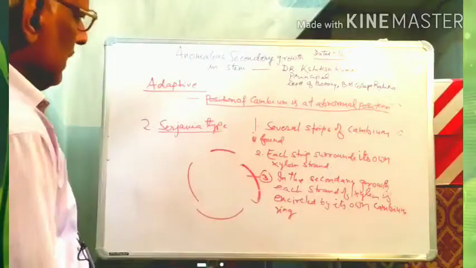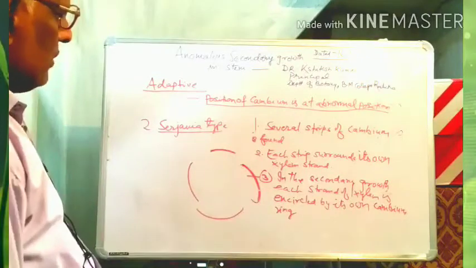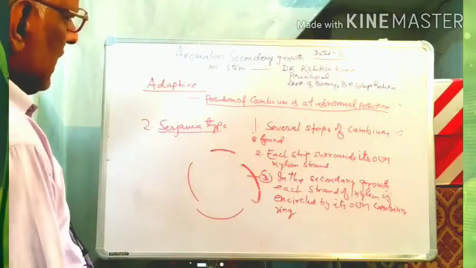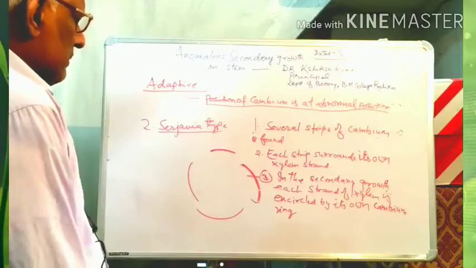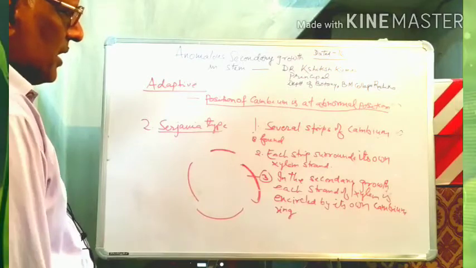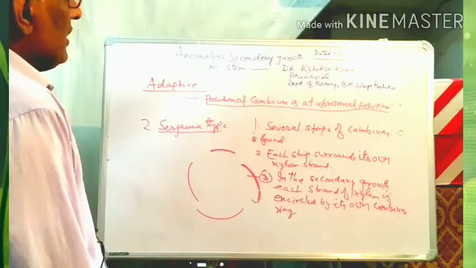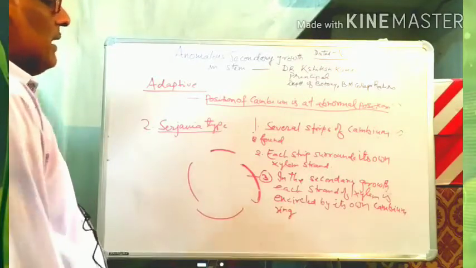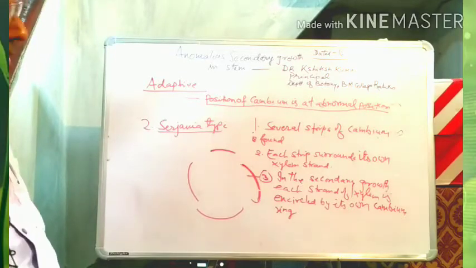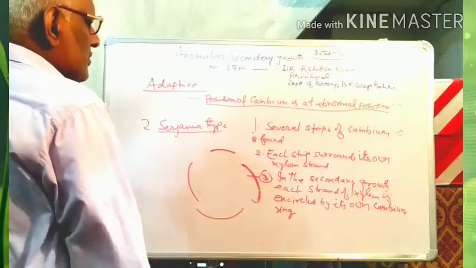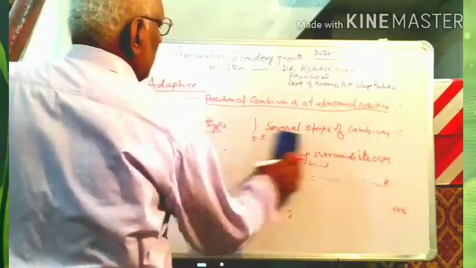What happens later on? These are the two characters in the Sergenia stem. There are several strips of cambium found. Each strip surrounds its own xylem strand. When the secondary xylem starts, each xylem strand is encircled by its own cambium ring.